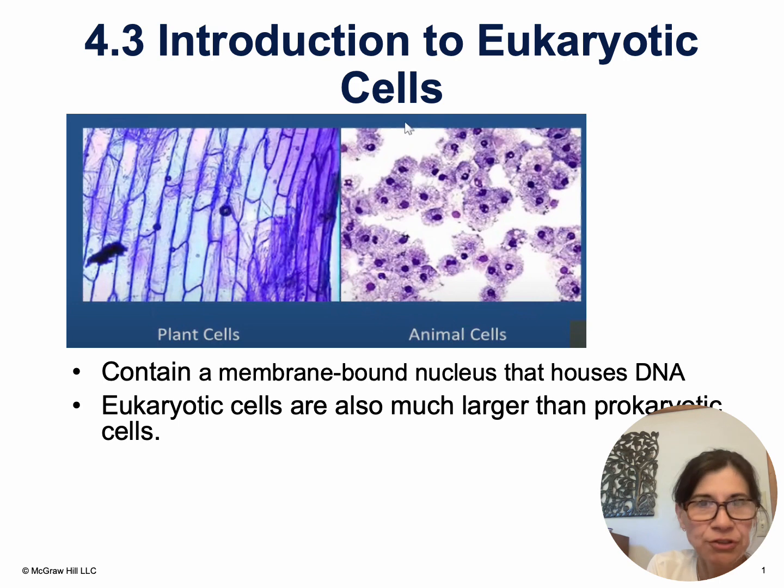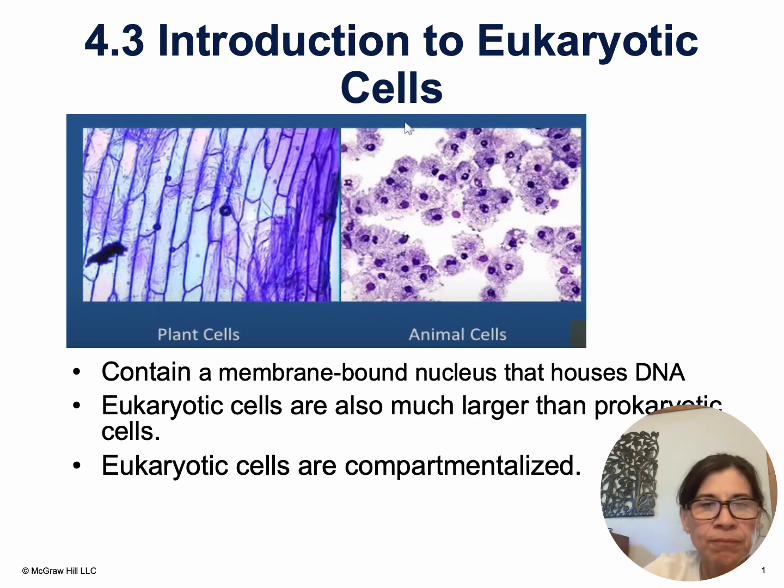So, as shown here, eukaryotic cells have a membrane-bound nucleus, and that nucleus contains the DNA. How is the DNA housed in a prokaryotic cell? If you remember, there was no actual structured nucleus. The DNA was just tightly coiled in the center of the prokaryotic cell. I had shown you a picture of bacteria. Also, eukaryotic cells are much larger than prokaryotic cells. If we were looking at bacteria under a microscope, it would not look this large. So eukaryotic cells are much larger.